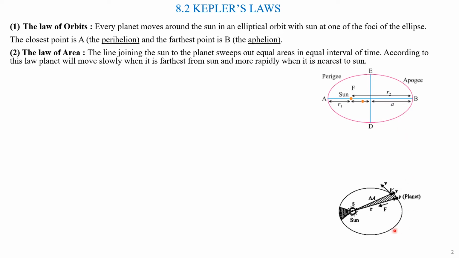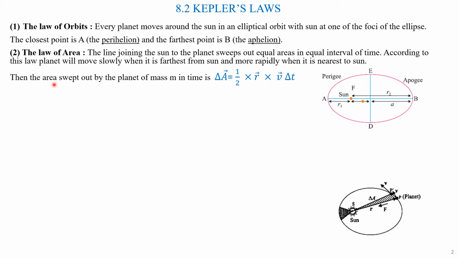Please see figure 2 below here. Here the sun is shown and the area delta A is also shown. The planet P is lying in the elliptical path as explained earlier. R, delta A, and positions of planet P and P dash are also marked in this figure. Please note down this figure.